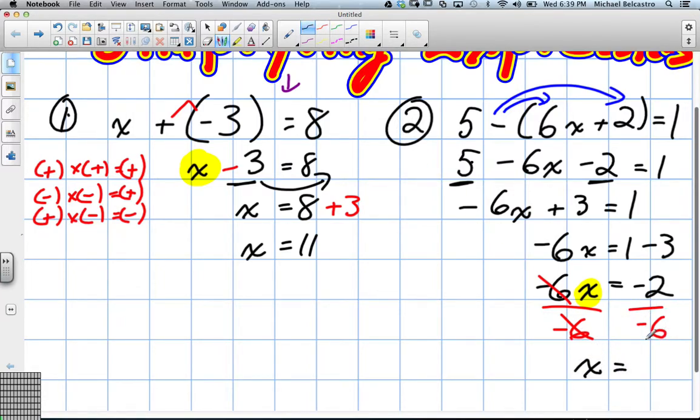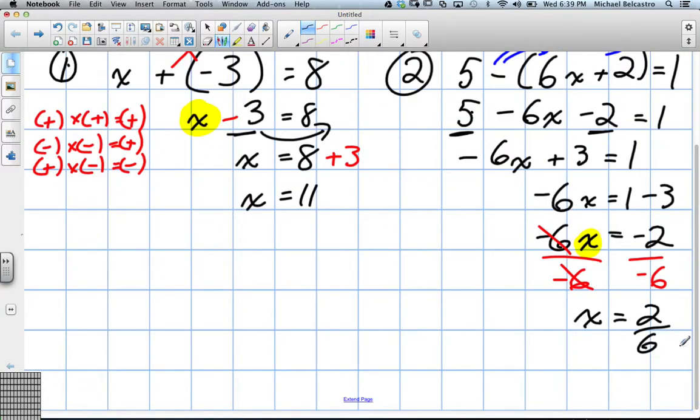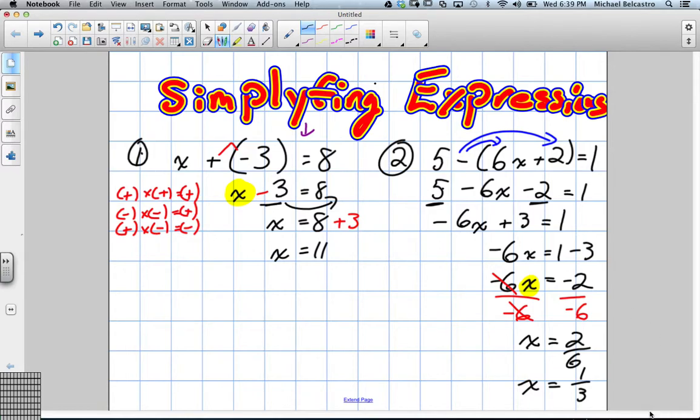And here it becomes, well, two negatives, when we divide them, it's the same as multiplying, we'll get a positive. So we could say it's positive 2 over 6, or we could reduce the fraction, which is 1 over 3, or we could write it as a decimal. All of those are acceptable answers. Okay? So there's everything we quickly did.